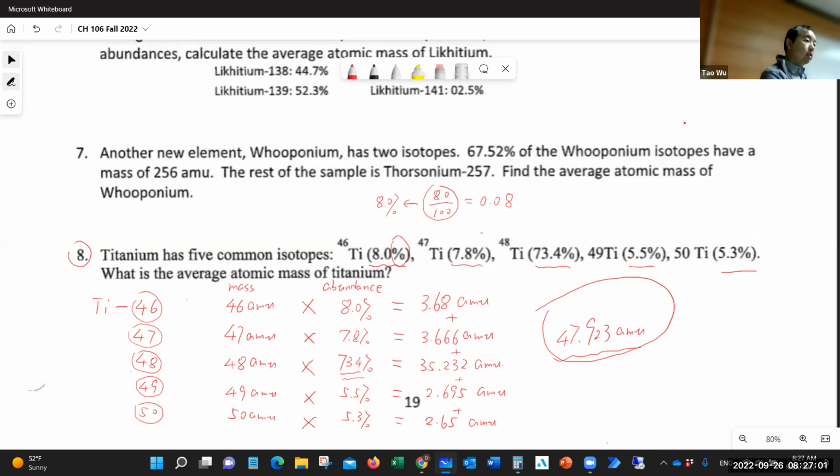At least it's close to 48, right? Because 48 is dominant in this isotope. So the average atomic mass for this isotope should be close to this number. That is the average atomic mass, 47.923. Again, this is how we do the average atomic mass.